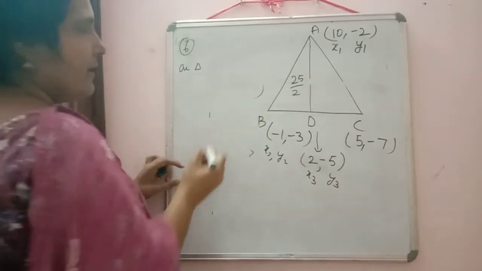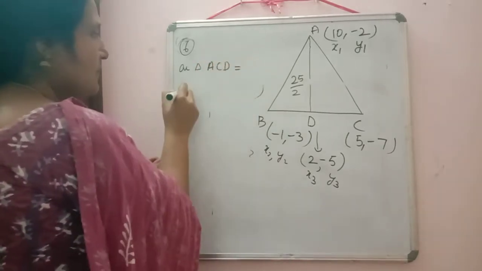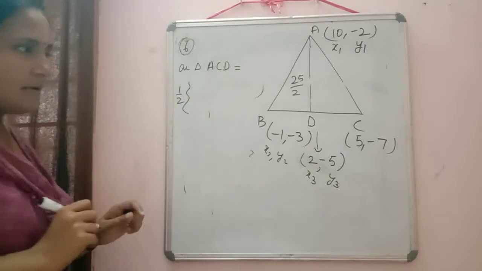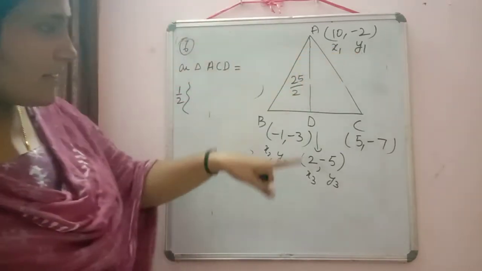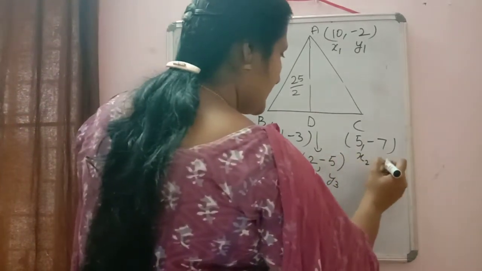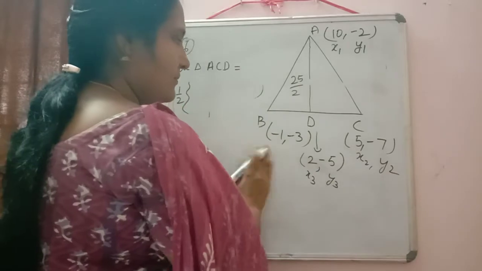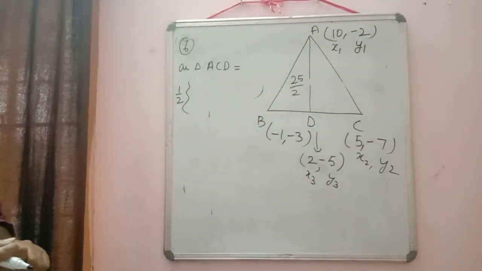Now the area of triangle ACD is equal to half into ACD. Again, these two we already wrote, x1 comma y1 and x3 comma y3. So this one I will take as x2 comma y2. We are calculating the area of triangle ACD.